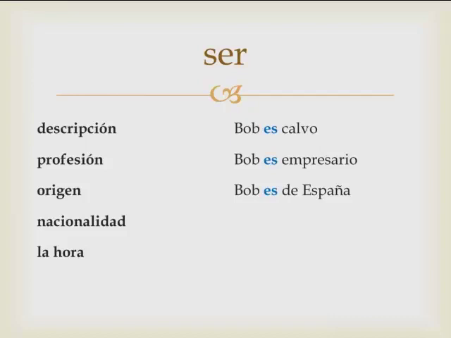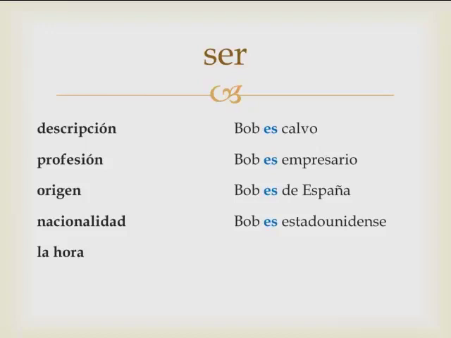Similar to that will be your nationality. Bob es español. Bob is Spanish, Mexican, Cuban, United Statesian. This is how you would say where you're from or what your nationality is if you're coming from the United States. Soy estadounidense. I am a United Statesian. I'm from the United States of America.